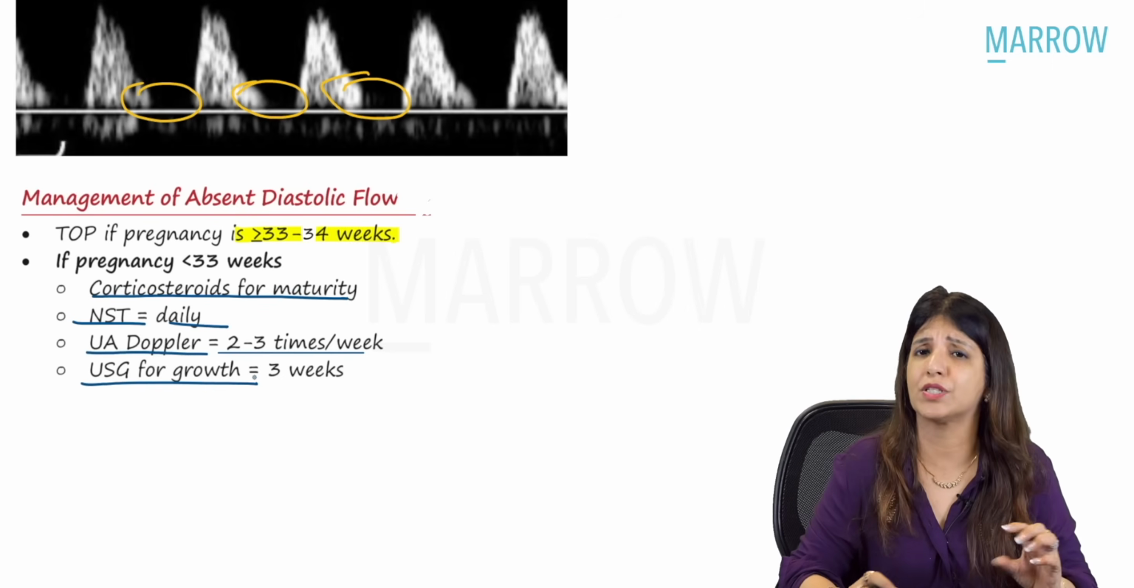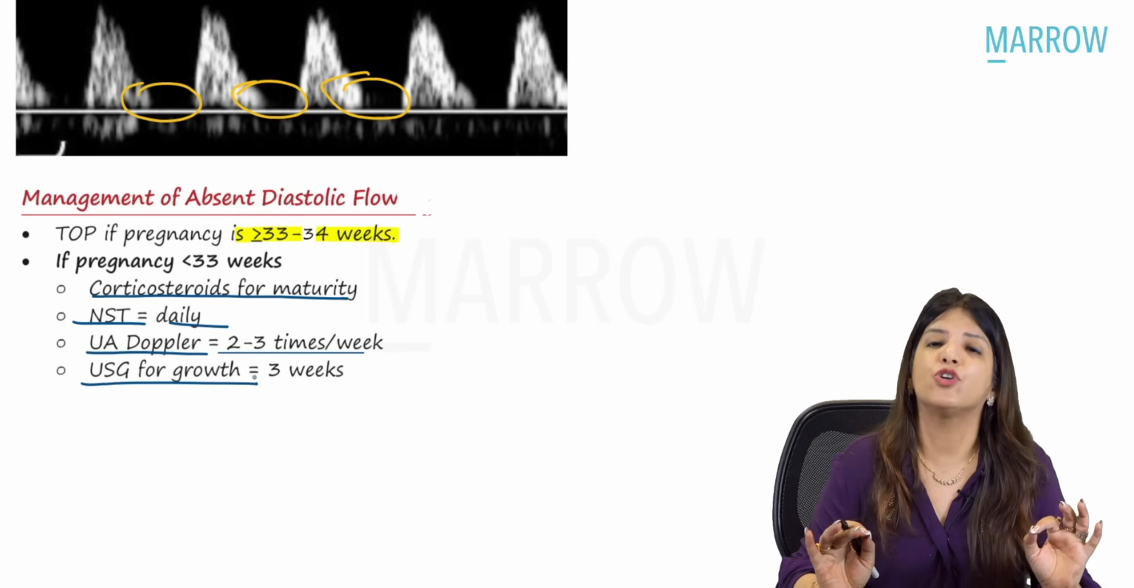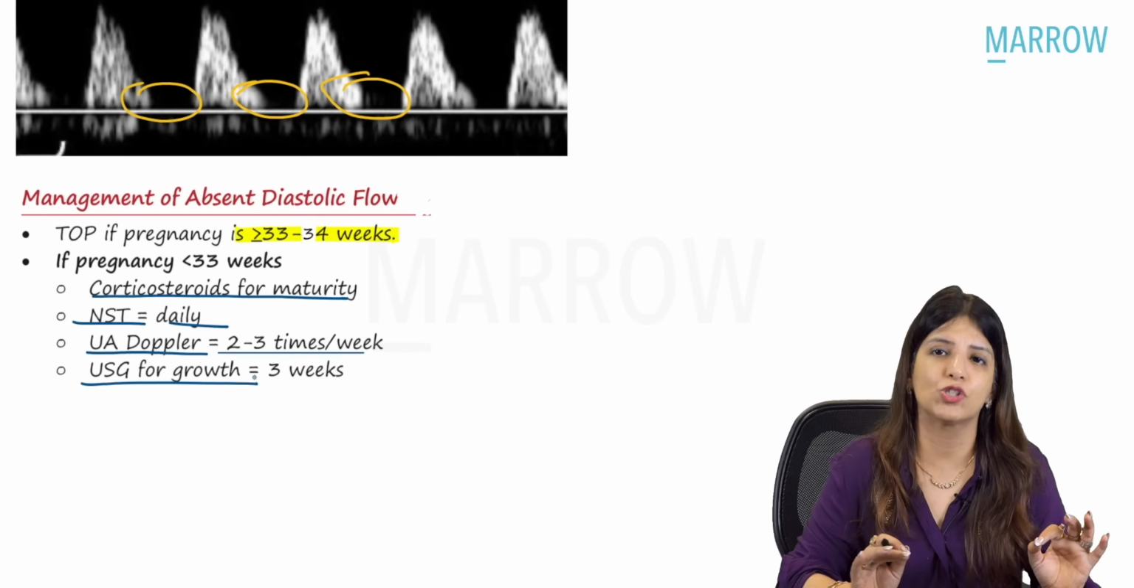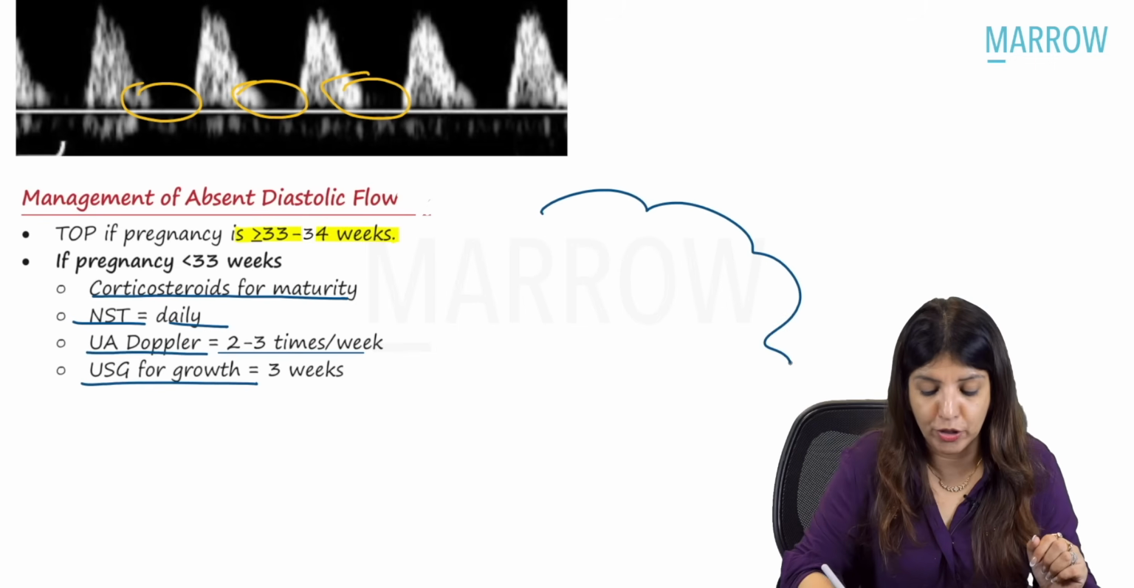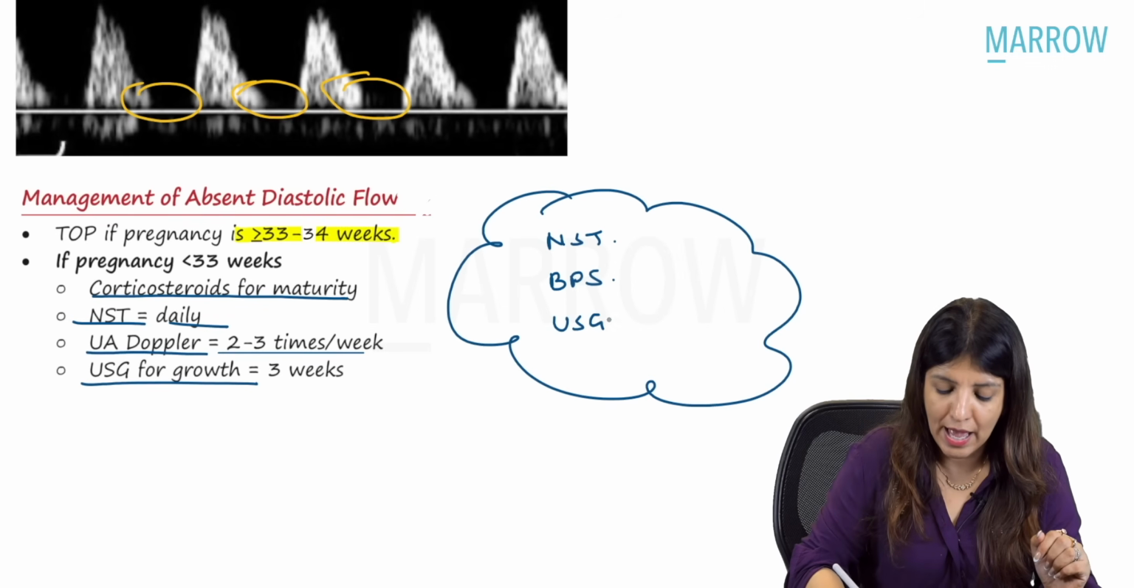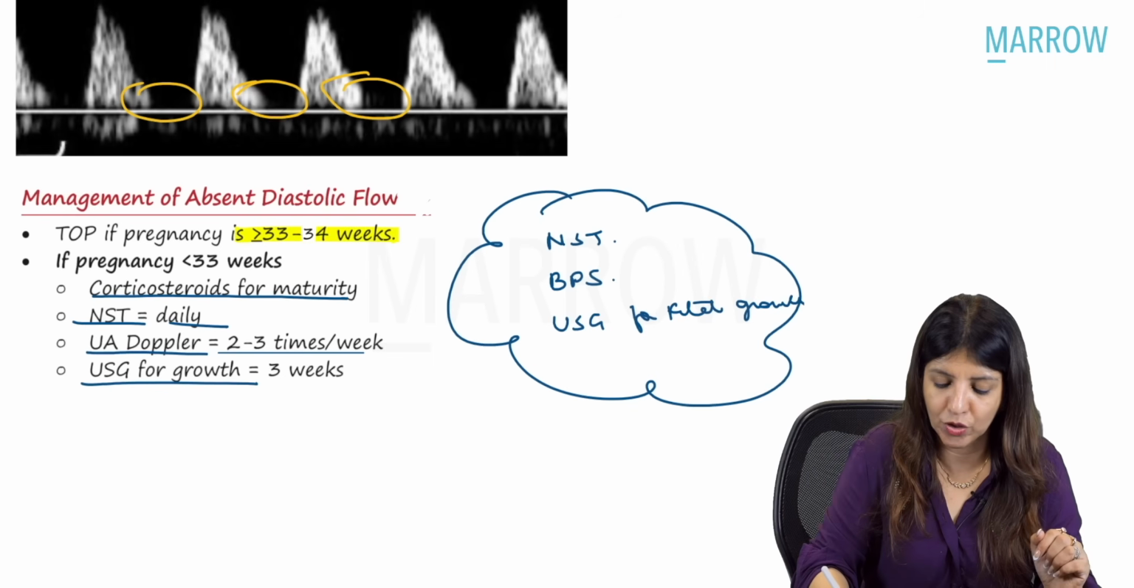All the Marrow subscribers, all of you know that I tell you in all high risk pregnancies, whether it is PIH, whether it is anemia, whether it is diabetes, you have to start antepartum fetal monitoring from 32 weeks onwards. And what are the components of antepartum fetal monitoring? You have to do NST, you have to do biophysical score, and you have to do ultrasound for fetal growth.